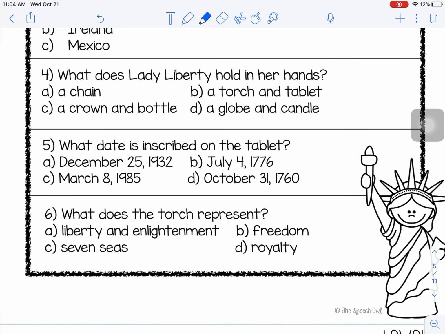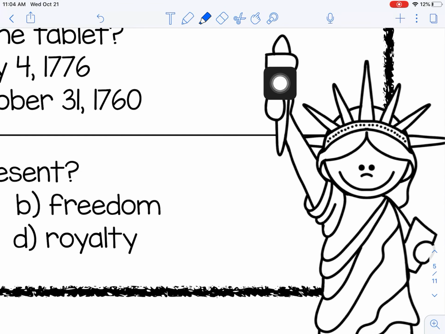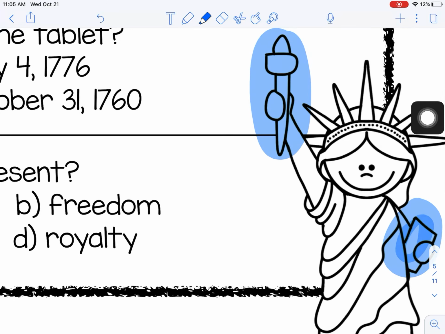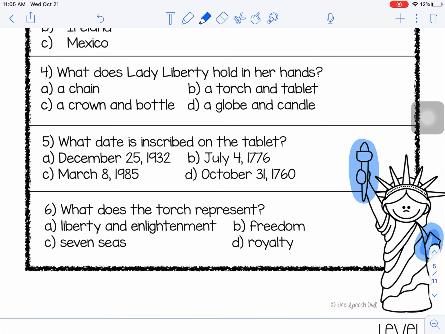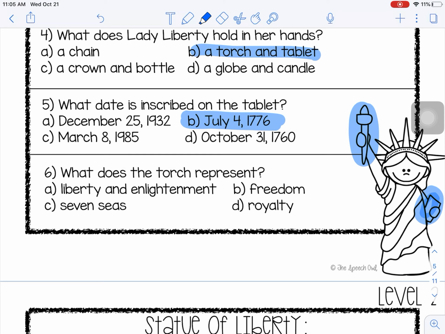What does Lady Liberty hold in her hand? Look at her picture right here. What is she holding in her hand here? To me, that looks like a torch and a tablet. On her tablet, what is the date that is inscribed? Inscribed means written. What is the date inscribed on the tablet? July 4th, 1776. That is our Independence Day.